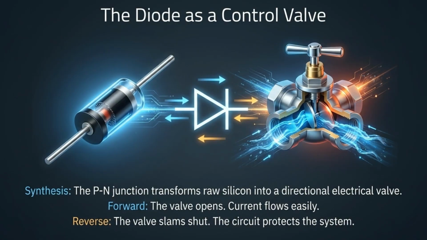The P-N Junction Diode acts as a directional electrical valve. In forward bias, the valve opens and current flows easily. In reverse bias, the valve slams shut, protecting the system.